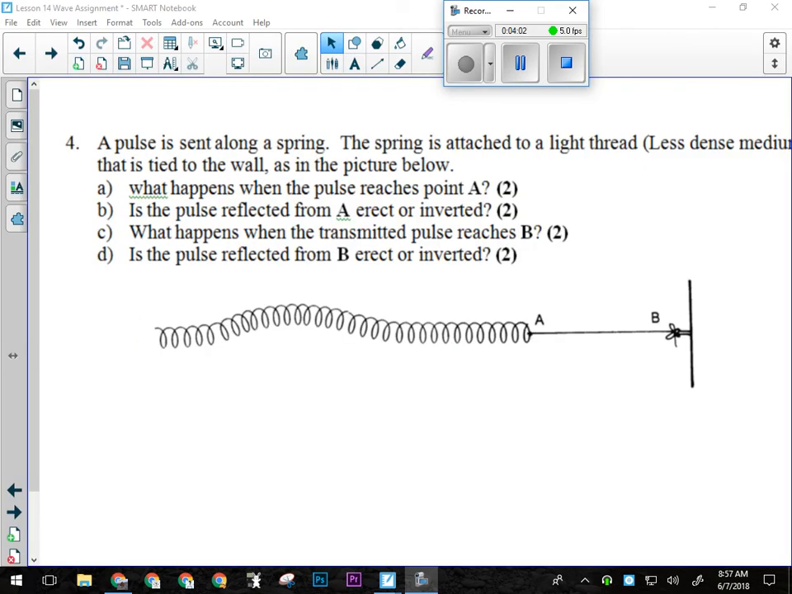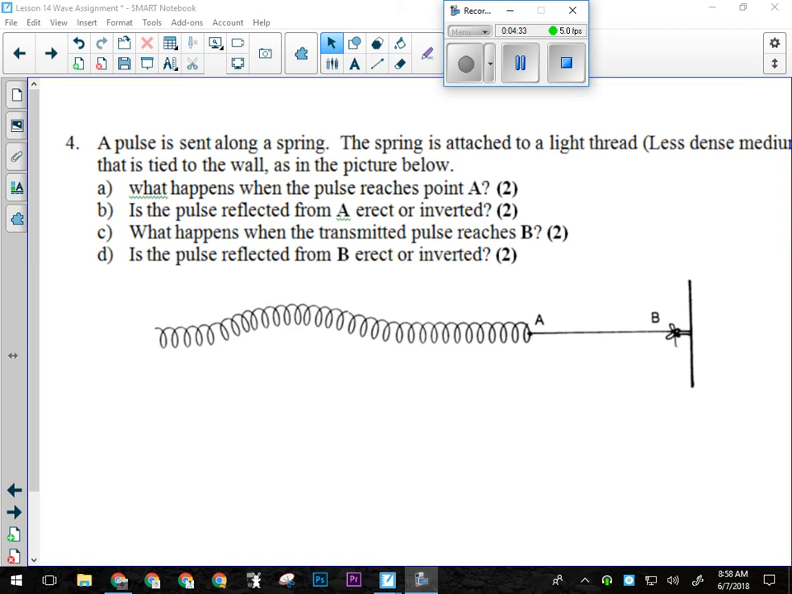Okay, looking at number 4 here. We have a spring, which is quite heavy, and we have a very light string tied to it, which is then tied to a wall. At point A, that's the boundary between the spring and the string. Which one is it easier for a wave to travel through, a very light string or a heavy spring? Light string. It's going to be way easier to travel through the light string than it is to travel in a big metal spring.